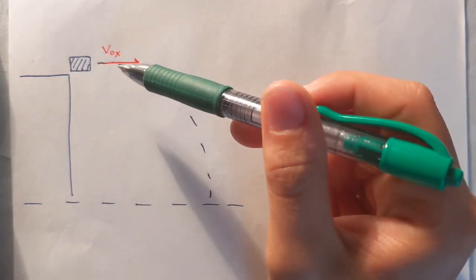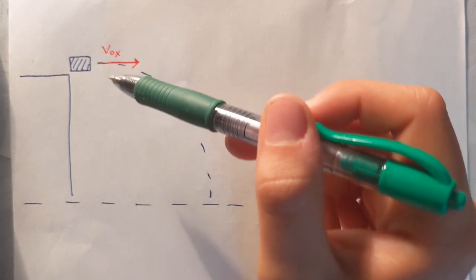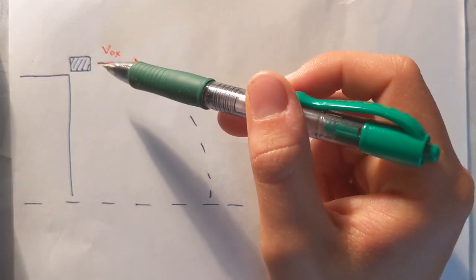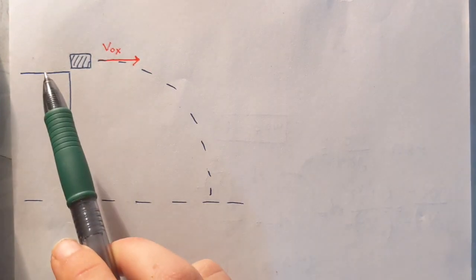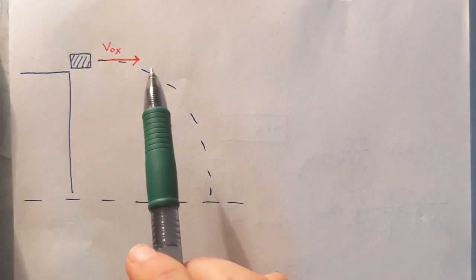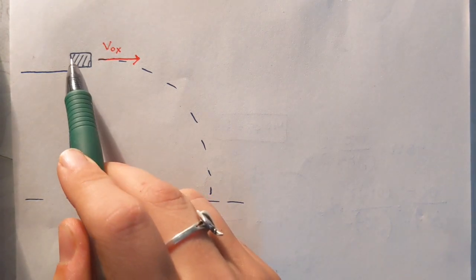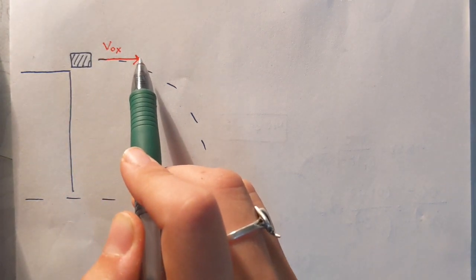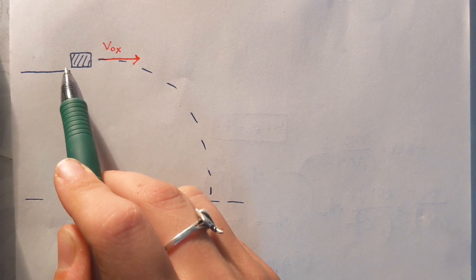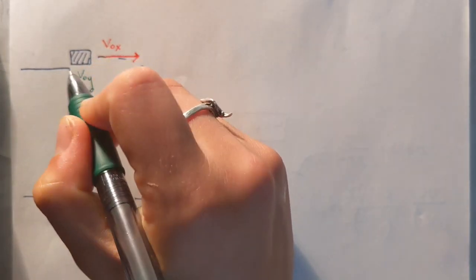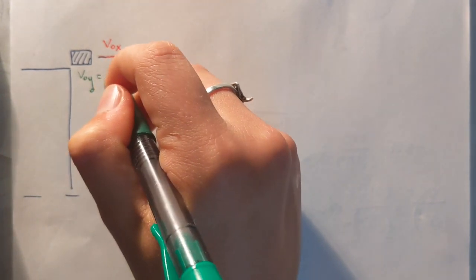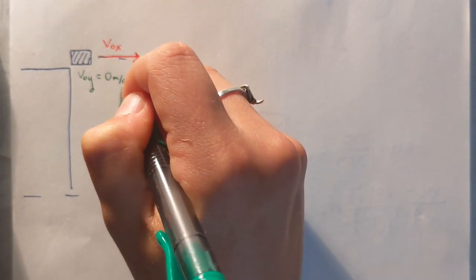Now, does it have a vertical speed at the beginning? No, we just said that the initial speed in the vertical direction is equal to 0. Anytime you have something going off a cliff or off a building, as long as it's not launched at an angle, which if it was, the problem would tell you that angle, I can say that my v naught y, my initial vertical speed, is equal to 0 meters per second.